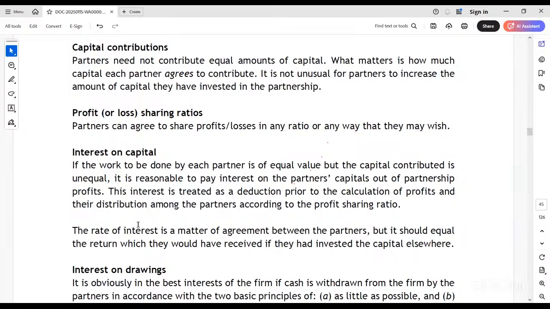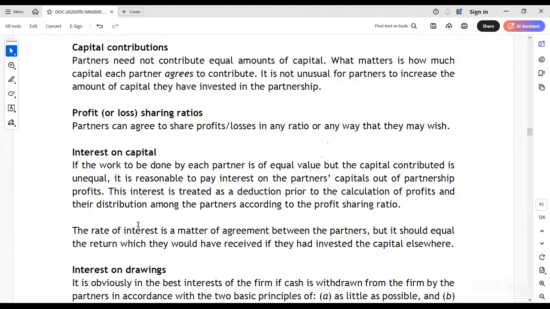So if me, Kathy, Patricia, if we come together and we start up our business, we have to know how much we are contributing as capital. Are we going to be contributing the same capital, or are we coming up with different capital shares? So we need to agree on that.